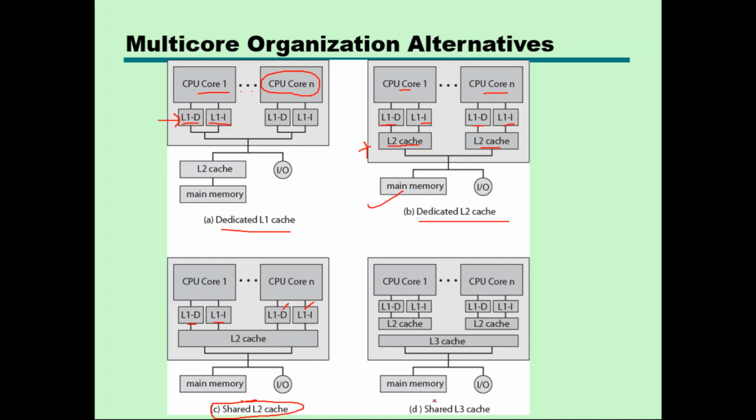And the fourth category is shared L3 cache. Here if you see, there are multiple cores inside the chip. Each core has its own L1 cache, which contains instruction and data cache, and each core has its own L2 cache also. But the L3 cache is shared. There is an L3 cache which is also inside the chip, but that is shared. So these are the different multi-core organization alternatives we have.